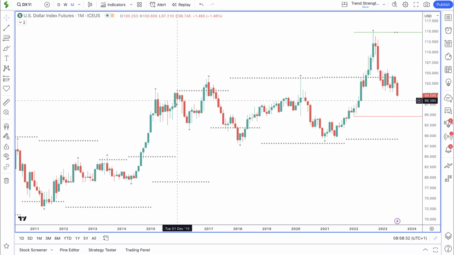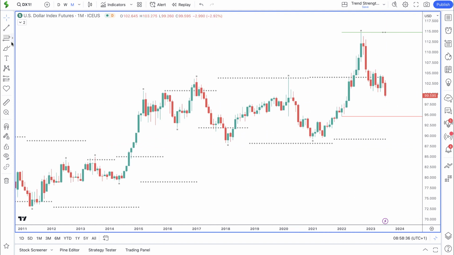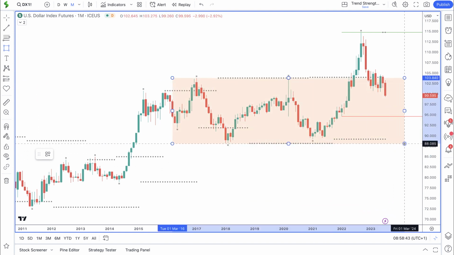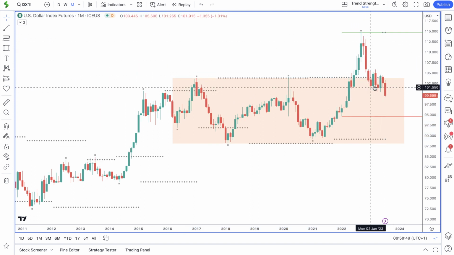Then price re-entered this wide area of consolidation. Now I'm just going to highlight this zone here. So this is an area of consolidation price was previously in when it broke out, but then returned back into this area towards the end of last year and has remained in this zone for the majority of this year.